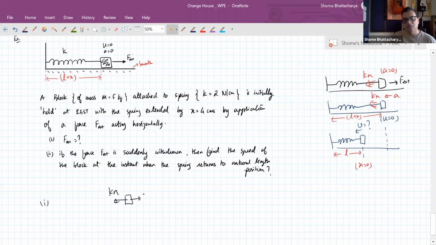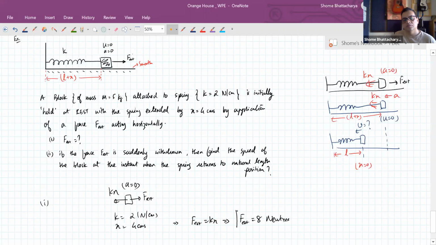Kx will have to be balanced with the external force so that the acceleration is zero, initially. And K is 2 newtons per centimeter and x was 4 centimeters. So that means the external force which balances Kx will be equal to 8 newtons. This is the answer to the first part. You have to apply a force of 8 newtons.